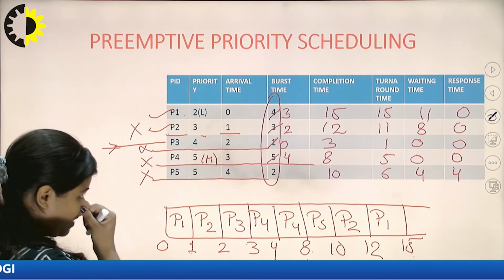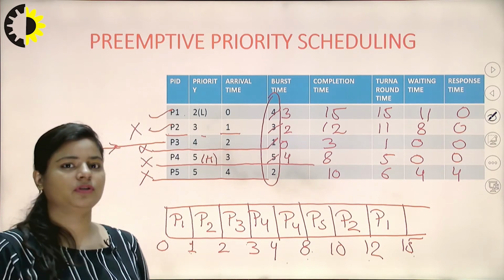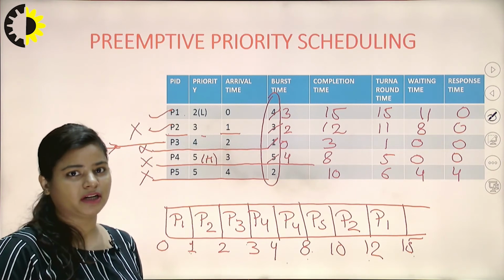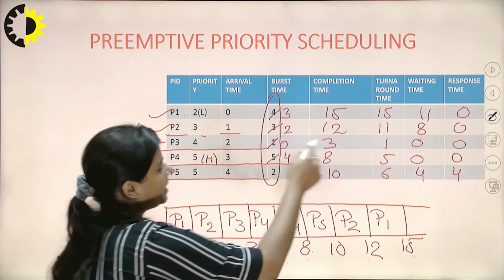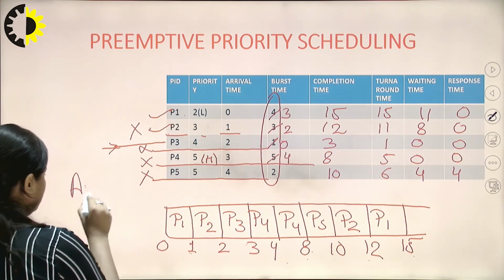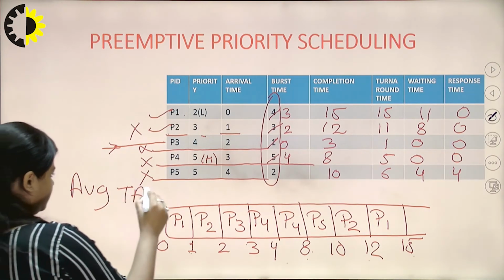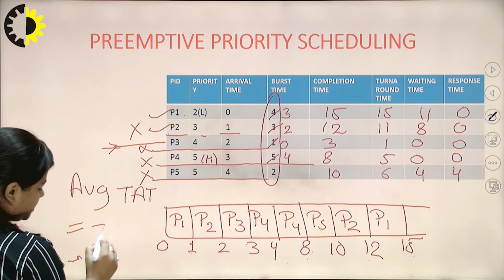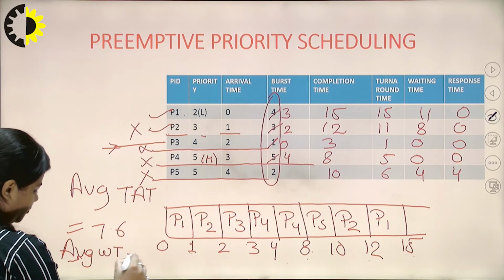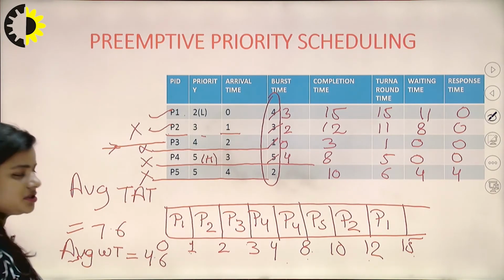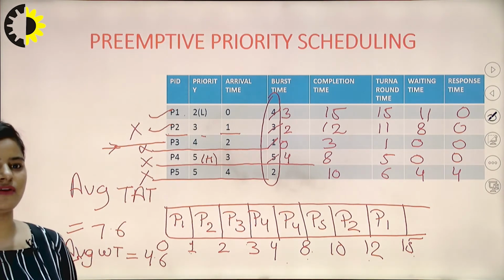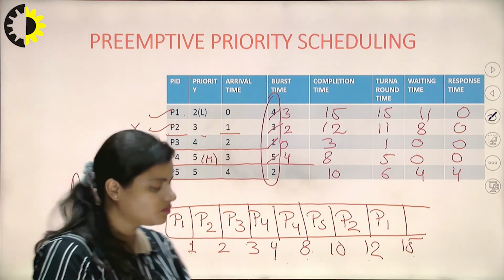Now let's calculate the average waiting time and average turnaround time. You can also calculate by yourself, but I'm just giving you the final answer so that you can verify that you are able to calculate the right turnaround time or waiting time. You just need to add all these numbers and divide by 5. Average TAT would be 7.6. Average WT would be 4.6. Just match it with your answer, then you can see whether your answer is fine or not. Okay, so let's move forward.